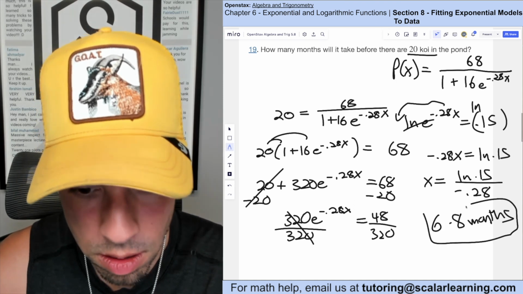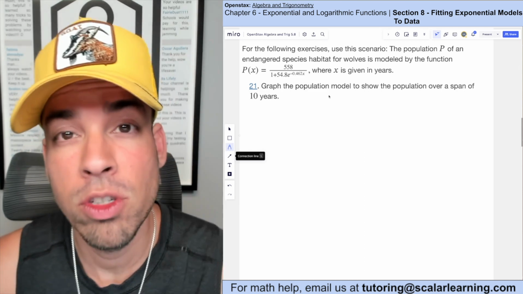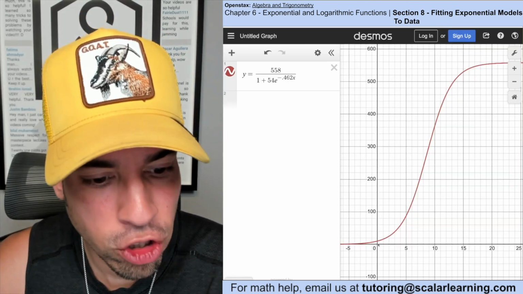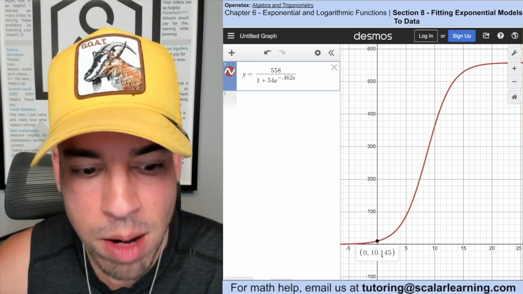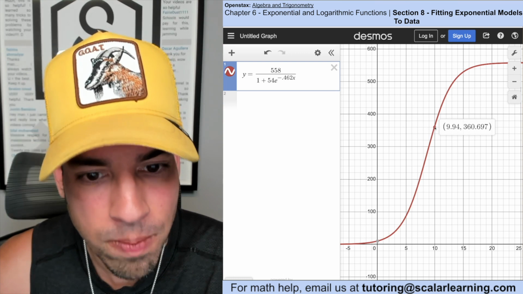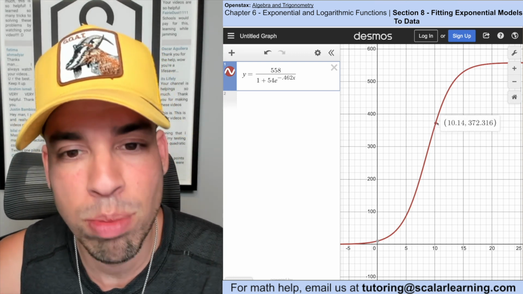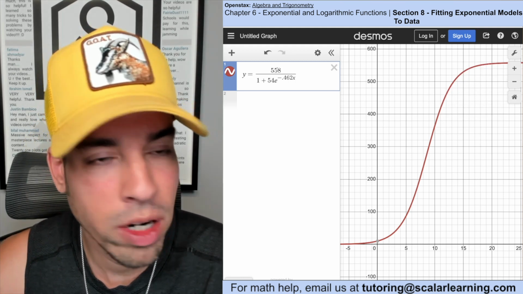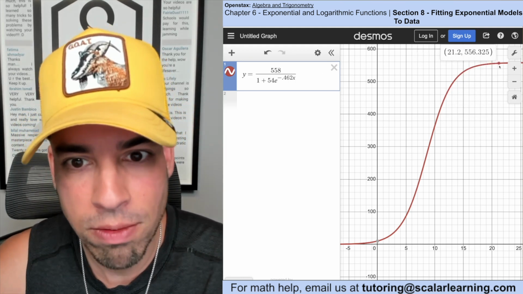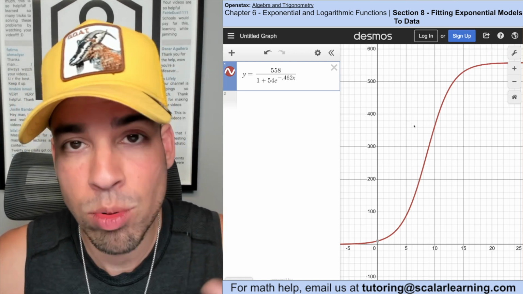Boom, done. So for this one, it says graph the population model to show the population over a span of 10 years. And I'm going to use Desmos to do that. So let's check it out. To see the population over a 10-year span, here's time 0 with that initial population of 10.145 and kind of going up literally to 10 right here. So at 10 years, it's roughly 364. And just to point out, you see that numerator, how that's the carrying capacity, 558. You see it levels up pretty much at 558 eventually as we go beyond 10 years. But just saying, so that's what the graph looks like.